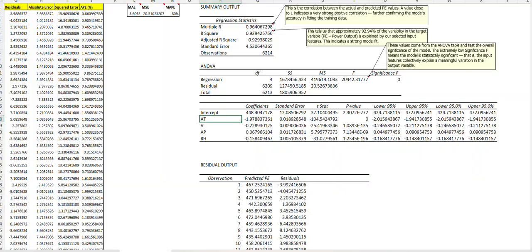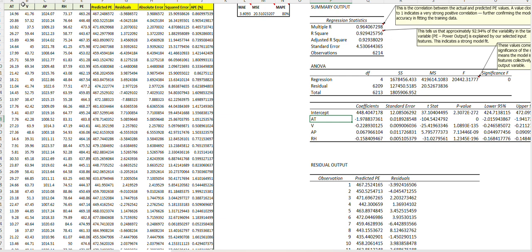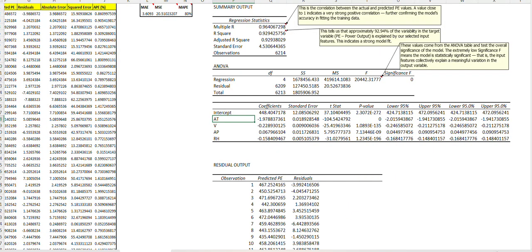Now I will go to the training model. Here I have all the training data available, and I have used Excel formulas to calculate the predicted PE and residual values. In this phase of the project, I ran a linear regression model using only the training set, which includes four input features: temperature, exhaust vacuum, ambient pressure, and relative humidity. The goal here was to understand how well these variables can explain the energy output of the power plant.